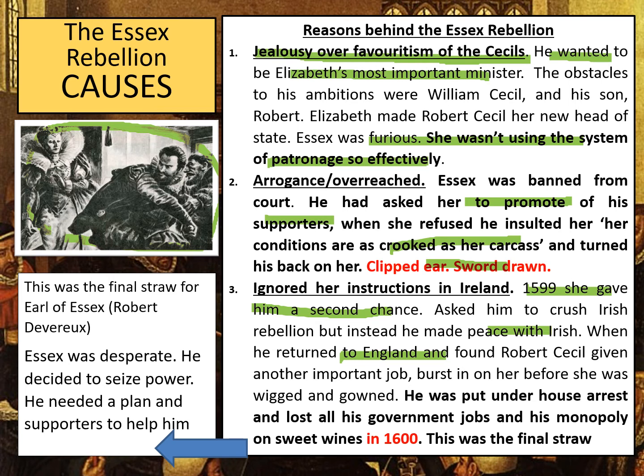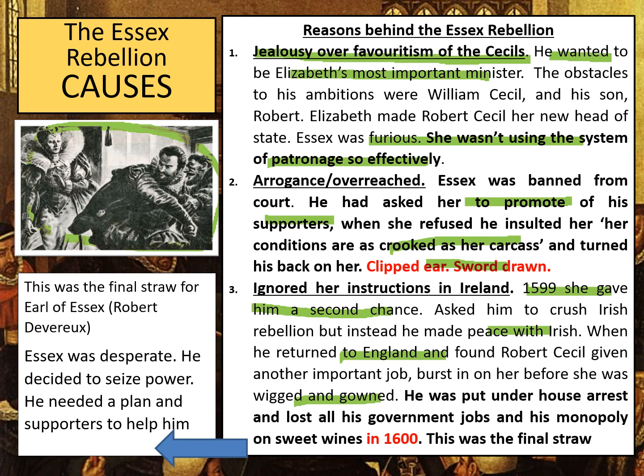Essex had found out that Robert Cecil had been given another important job in the government and decided to burst into the Queen's bedchambers before she was wigged and gowned. Again, another sign of disrespect. Now, Elizabeth was furious with this. She ended up saying that this was the final straw.